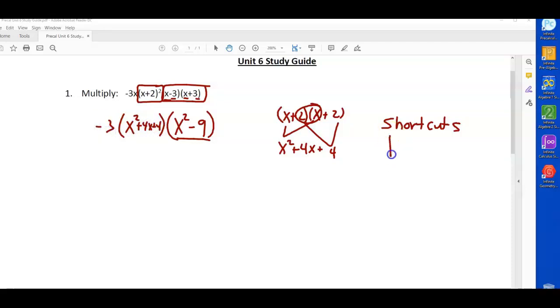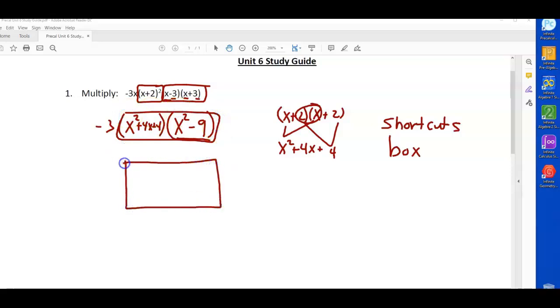The next thing we do after that is the box method. So that's going to apply to these two polynomials here. I've got a trinomial and a binomial, which means my box needs to be 3 by 2. My trinomial will go up here, and my binomial will go down the side here. And then we multiply to fill in the box.